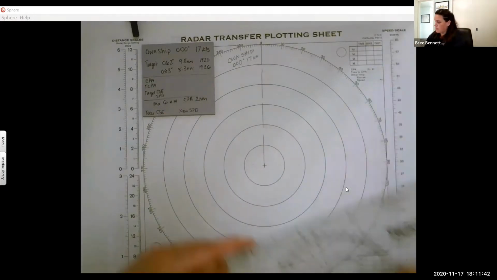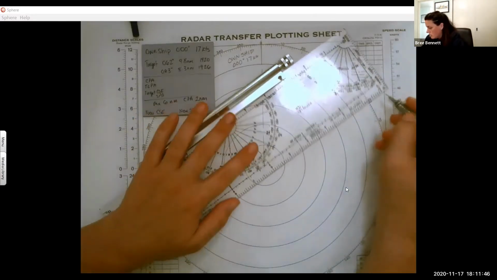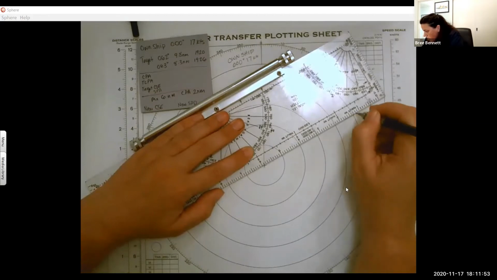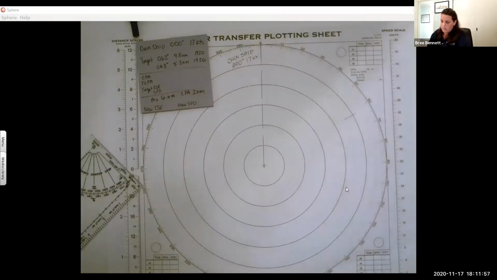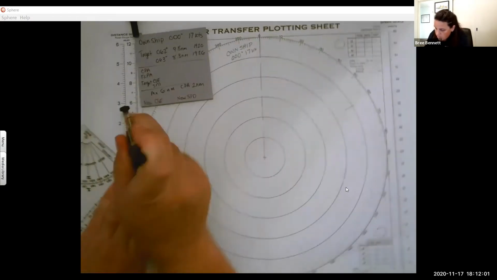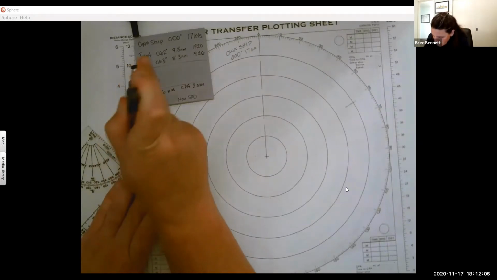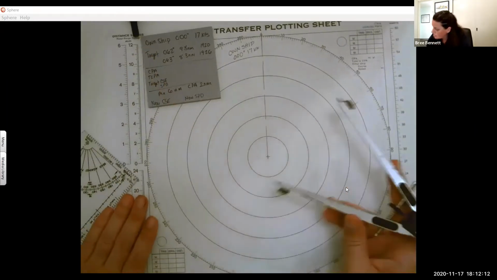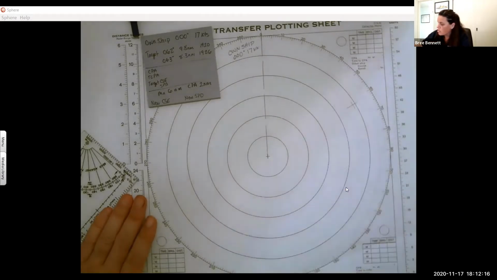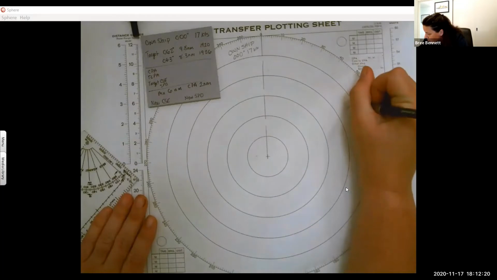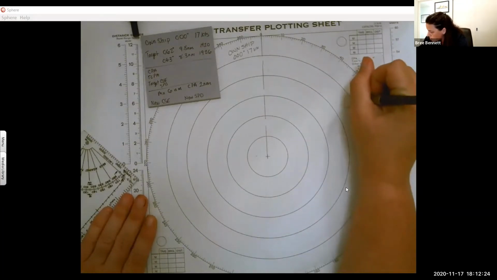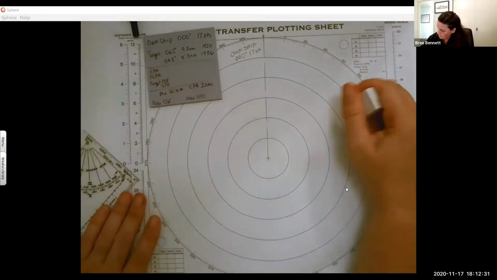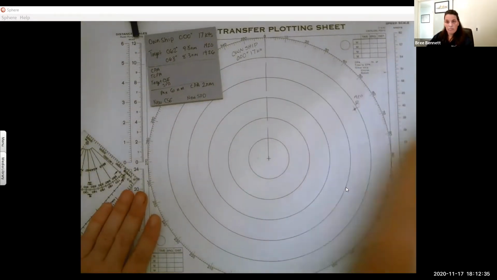So I'm going to plot these. 062 at 9.8. I got 9.8 on my dividers. I'm going to label this one R, and that was at 1920. So that was my first one.